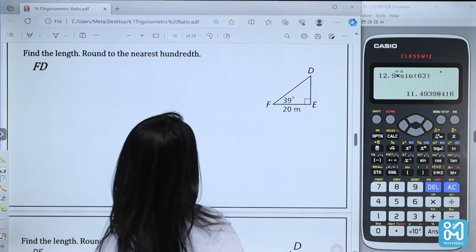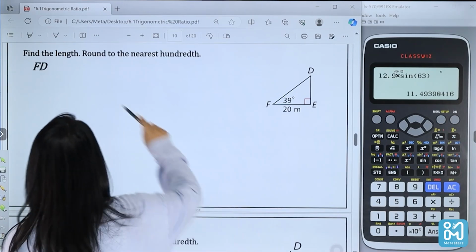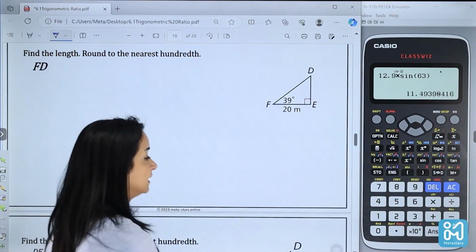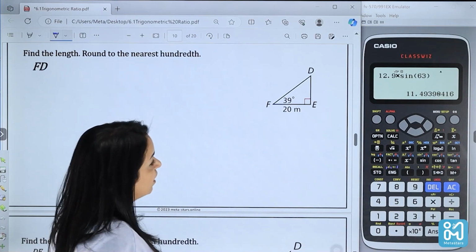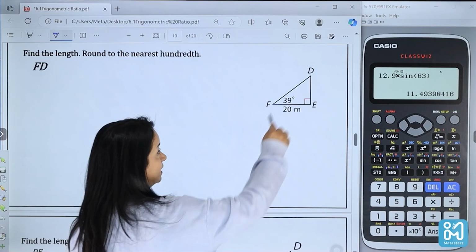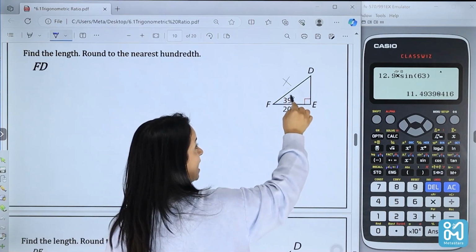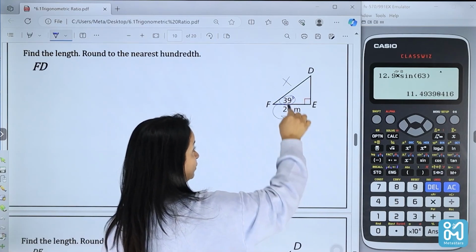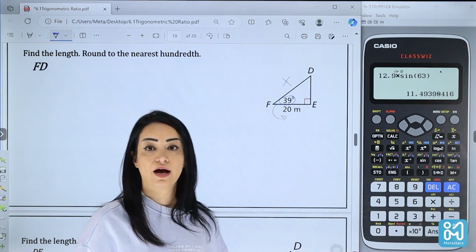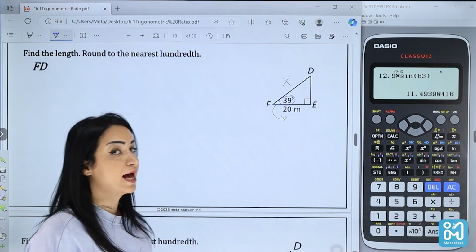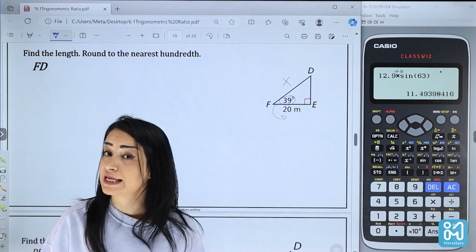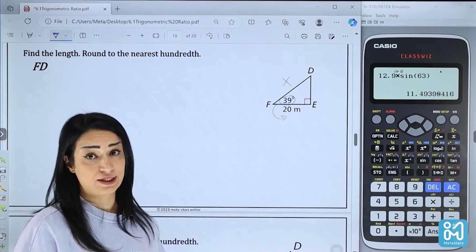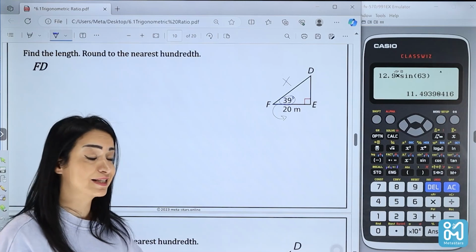I need to find the length of FD. So let's see again what information we have in this question. FD is the hypotenuse here. I have angle, I have adjacent, I need to find the hypotenuse. So angle, adjacent, hypotenuse. So which relation? Sine, cosine, or tan? Of course it's adjacent over hypotenuse, it's the cosine.